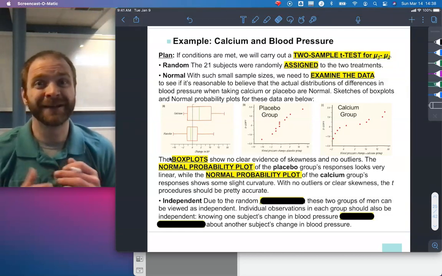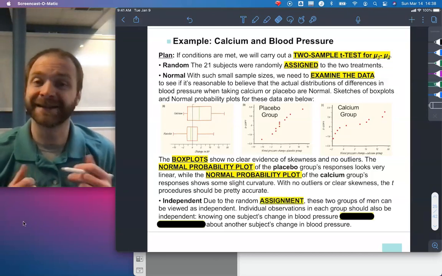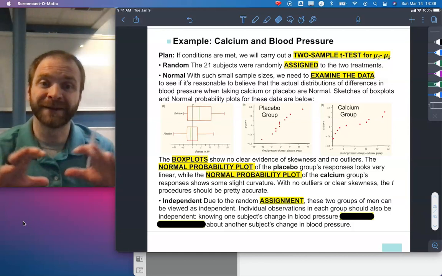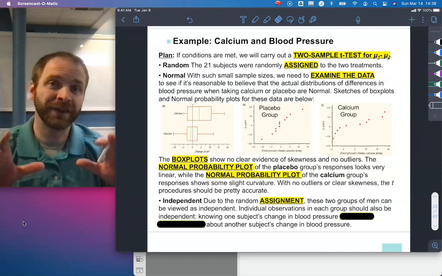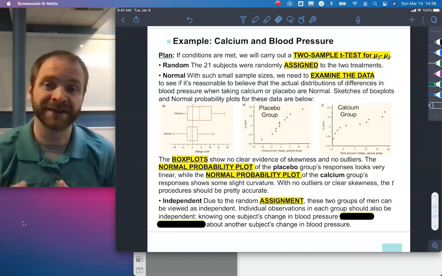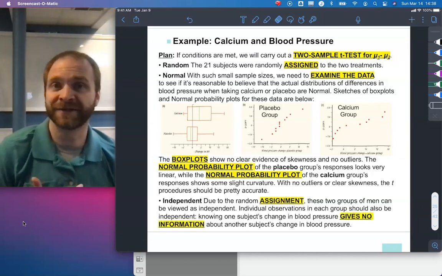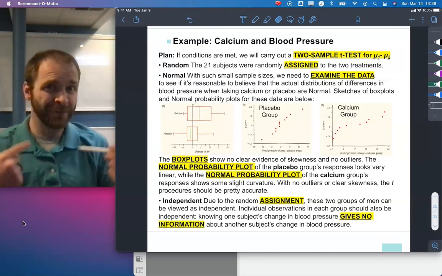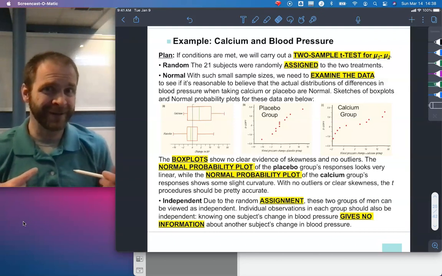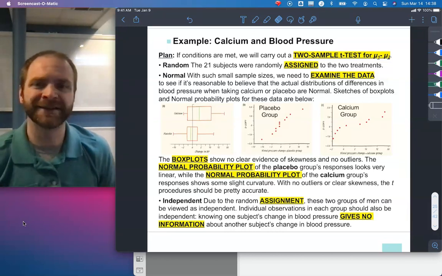So that means we can't use the 10% condition. The 2 groups were randomly assigned. That in itself, because the 2 groups are randomly assigned, we can view them as being independent. Now, within the groups, each group also is independent because knowing one subject's change in blood pressure is not going to impact or give information about another subject's change in blood pressure. It's double blind as well, but primarily, if you know my systolic blood pressure, it's not going to impact your own systolic blood pressure. So there is independence between and there is independence within.